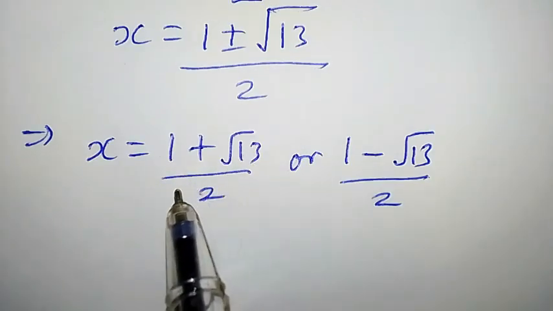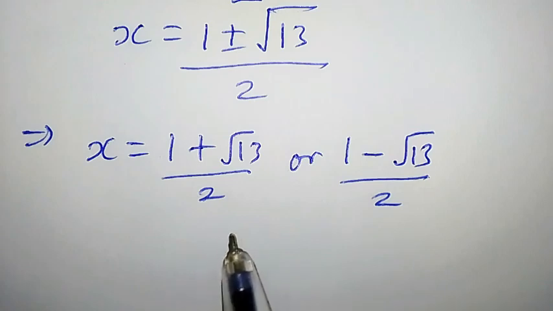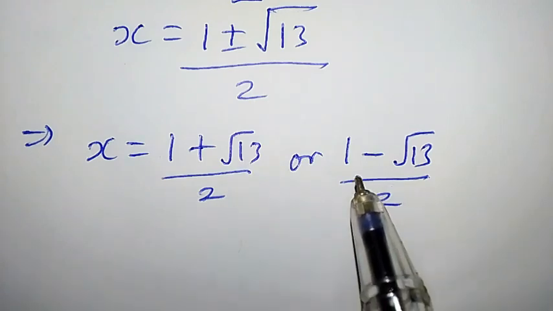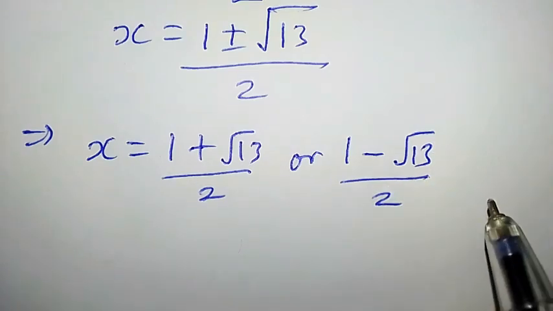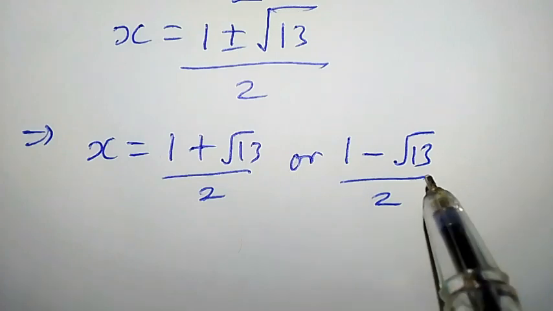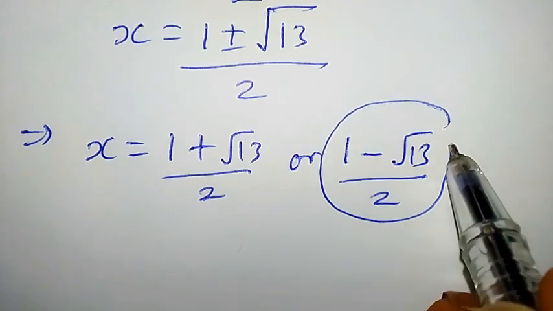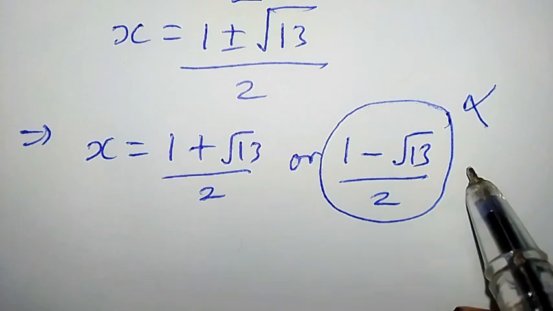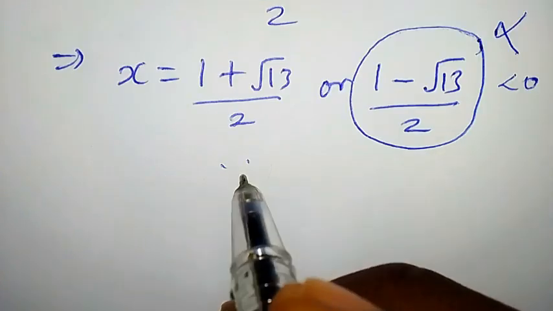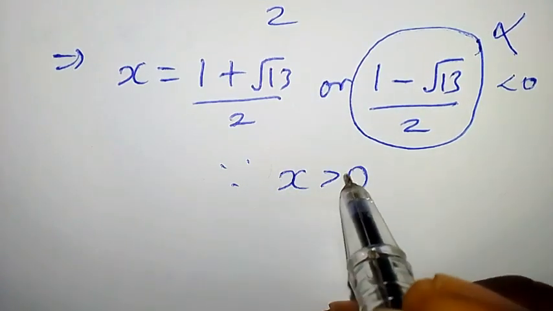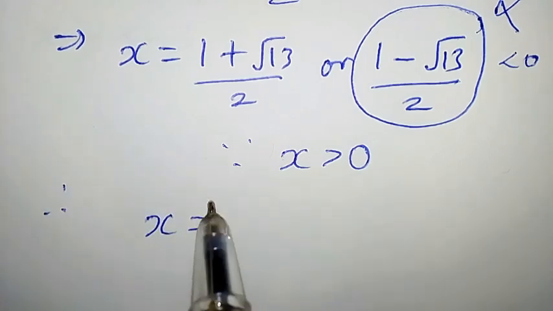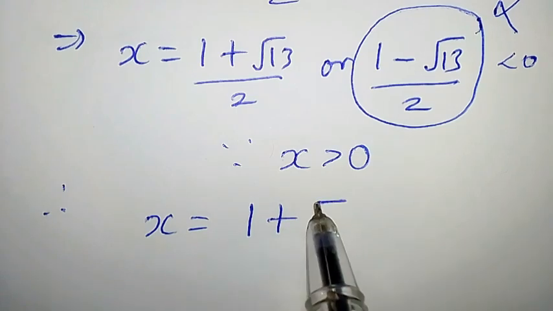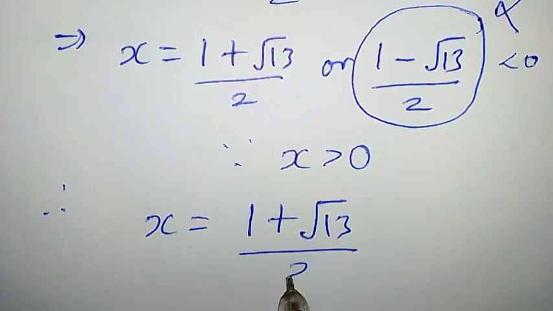1 plus square root of 13 over 2, if you plug it into your calculator, you will arrive at an answer which is greater than 0, but 1 minus square root of 13 over 2, if you do the same thing, you will arrive at an answer which is less than 0. That means we are going to ignore this guy. It's not part of the solution because it is less than 0. Since x must be greater than 0, therefore, the only solution that we have is x equal to 1 plus square root of 13 over 2.